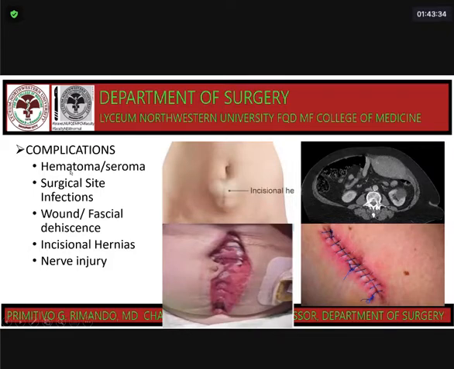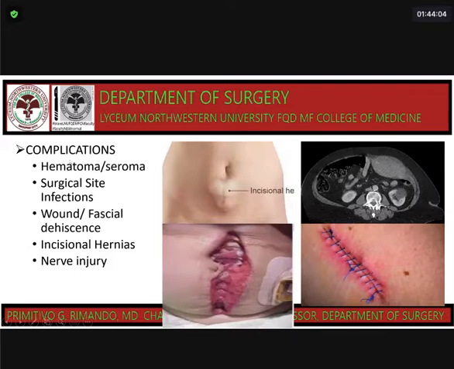Number one, you have your hematoma or seroma formation. You see this CT scan of a patient with a rectus hematoma. That's blood because it's brighter than the rest of the soft tissue. Acute bleed is brighter. You don't even need to give contrast. So, hematoma or seroma formation.